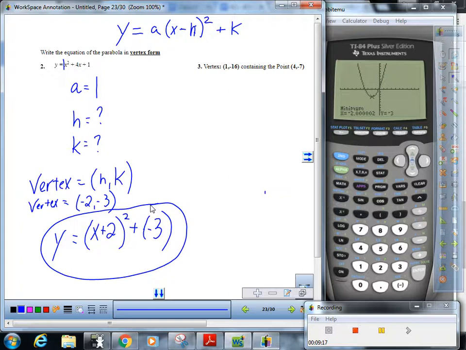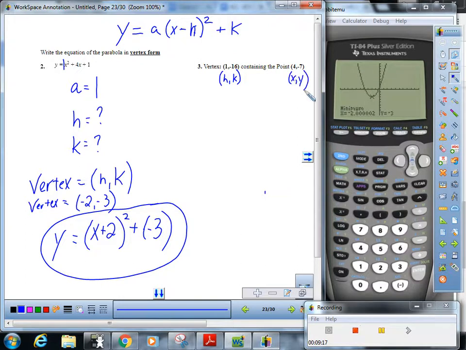This one's tough. So, what did we say the vertex was? It's H comma K. Okay? What is a normal point? Well, that's x comma y. So the only thing that we don't have from this equation is what? Is A. So we need to find it. Okay? So you'll do -7. I'm just plugging everything in.